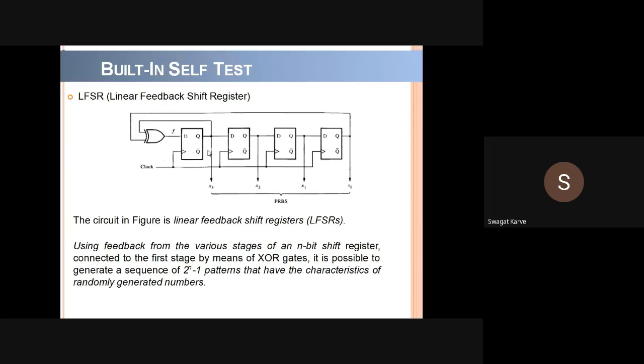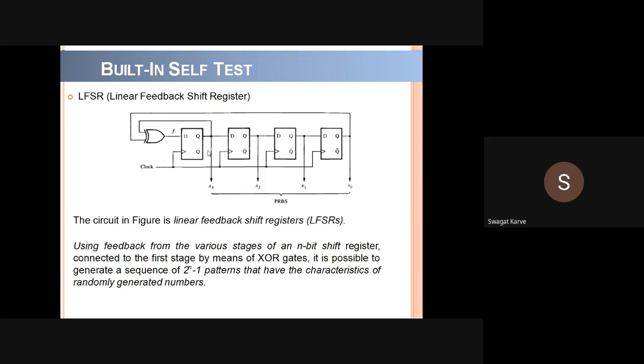Now what is LFSR? That you know, it's a linear feedback shift register. You can arrange it in a series fashion or in a parallel fashion. That means you can take the output parallelly or serially, depending upon your application. The difference between serial and parallel operation is the time required: parallel is a fast operation, while serial is a slow operation.